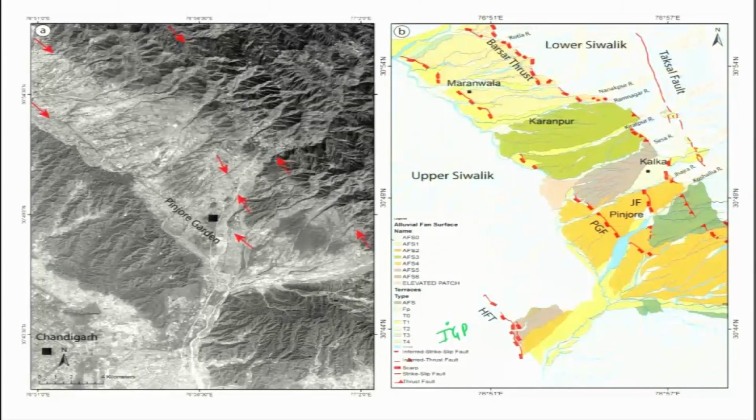Then there is an oblique fault here, the Jajra fault. We have another one which is the Barsar thrust, and then another fault named the Taksal fault. Now this Taksal fault is a right lateral strike slip.